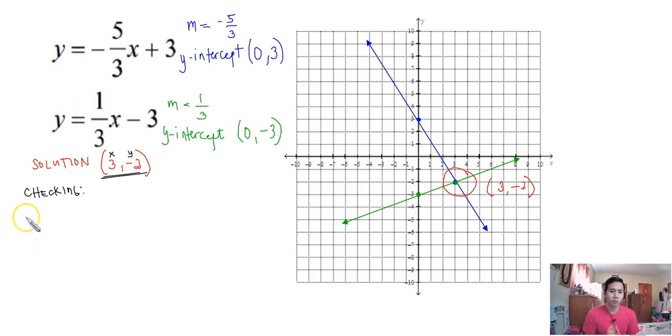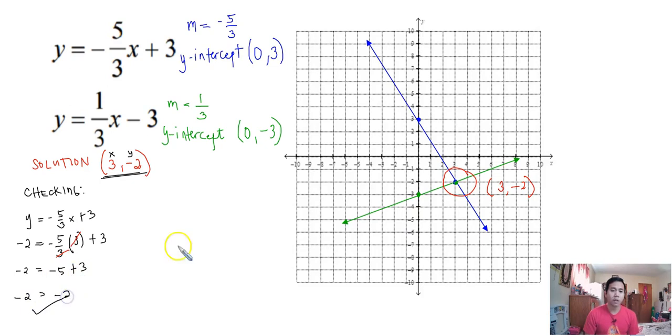So I'll put here the first equation, which is y = -5/3 x + 3. So my y value, which is -2, is that equal to -5/3 times my x value, which is 3, plus 3? So of course, this one will be cancelled. So you only have -2. Is that equal to -5 plus 3? So basically, -5 plus 3 is -2. So we're right on that.